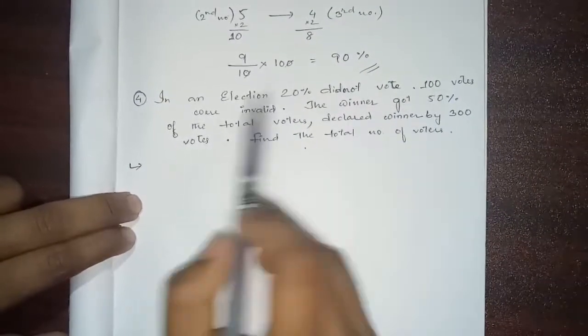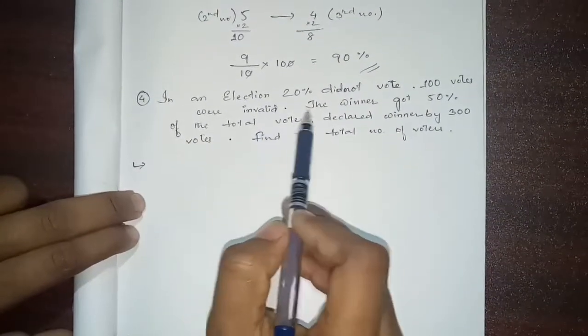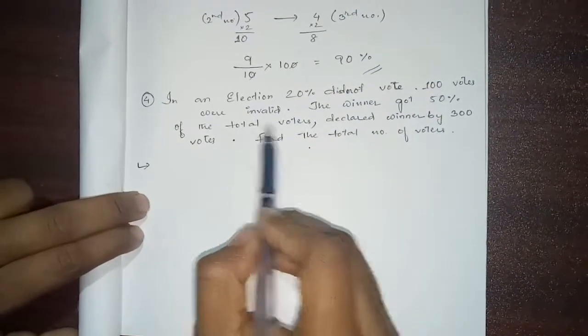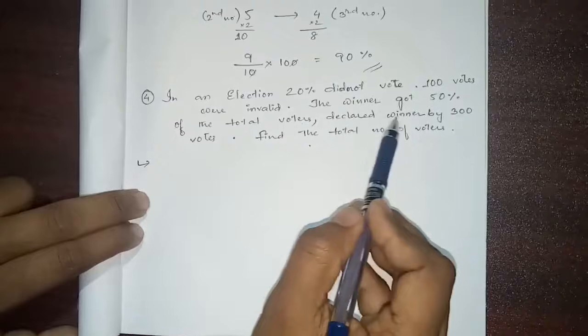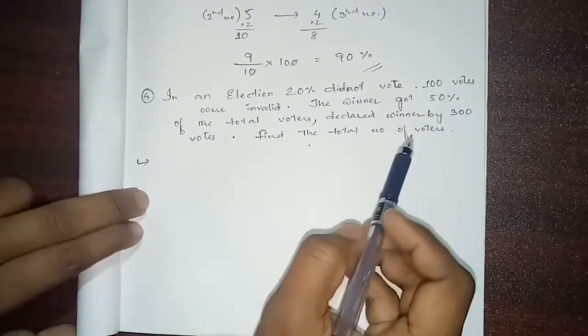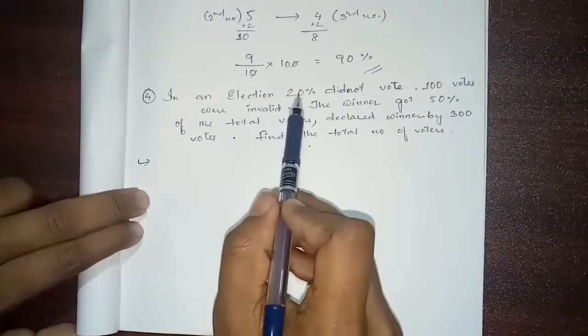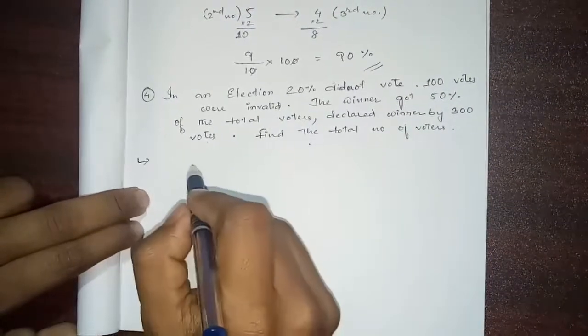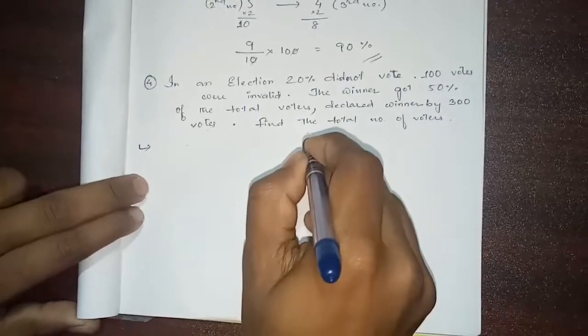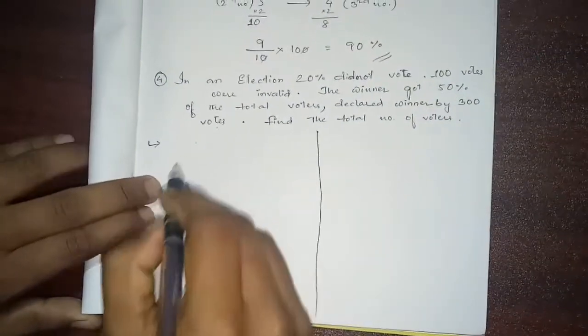Full stop. 100 votes were invalid. The winner got 50% of the total votes. Total voters declared winner by 300 votes. Find the total number of voters. We need to find the total number of voters. In this question you can solve in two different ways, so I will show you the two different ways to solve this question.